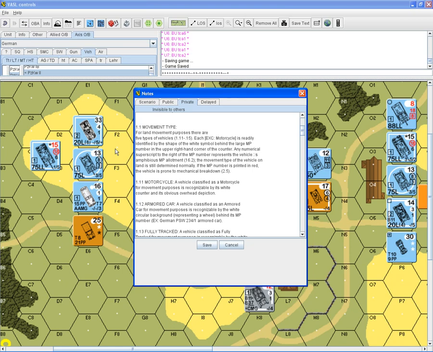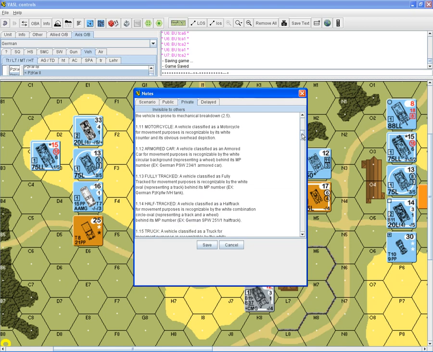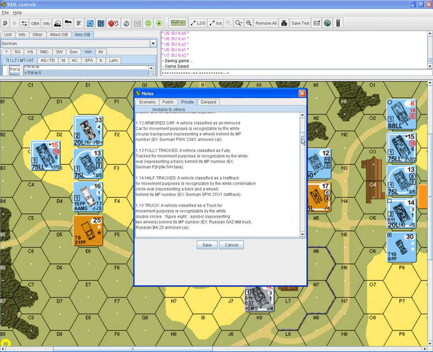When we're talking about what type of unit this vehicle is, we're talking about the symbol in the top right-hand corner. There are 5 different ones. As I mentioned, we have motorcycles, which are special in that they're a plain white counter with just a motorcycle symbol. But more importantly, the other 4 are armored car.